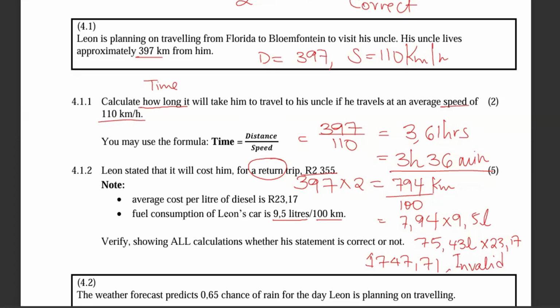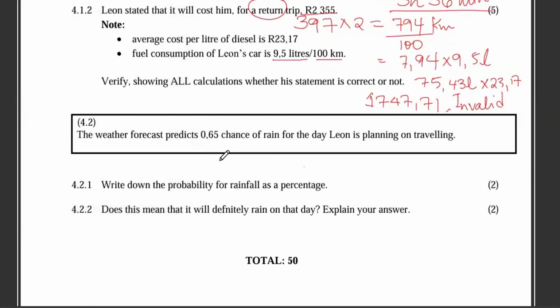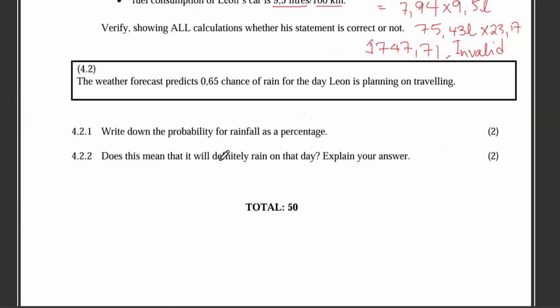Okay. Let's continue. The weather forecast predicts 0.65 chance of rain for the day Leon is planning on traveling. Write the probability for the rain as a percentage. Remember it's 0.65. Just multiply with 100 and the answer becomes, don't forget that symbol.